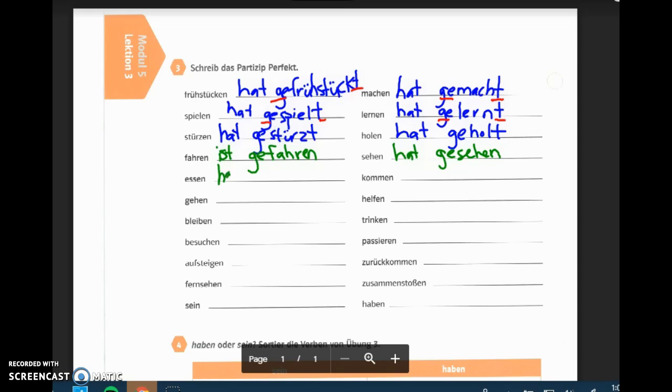Essen changes to hat gegessen. Kommen changes to ist gekommen. Now, if you notice with these strong verbs, they are still beginning with the GE, only this time they're ending with EN. That is another common pattern for German past tense verbs. So let's go ahead and keep going.